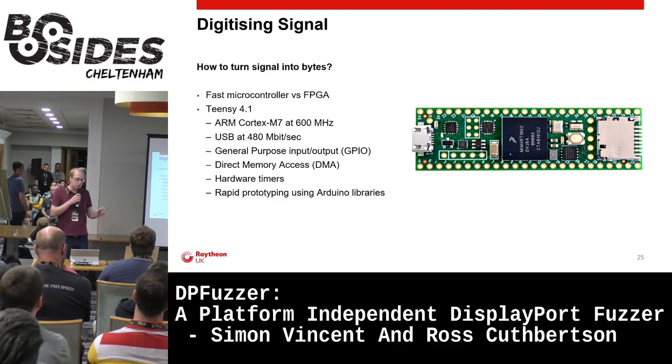So in the end, we settled on a Teensy 4.1 board. It's got an ARM processor on it that runs at 600 MHz. It's got USB on there, so we can get data in and out pretty quickly. As well as that, it's got some good hardware peripherals, like DMA, timers, and lots of useful things like that.